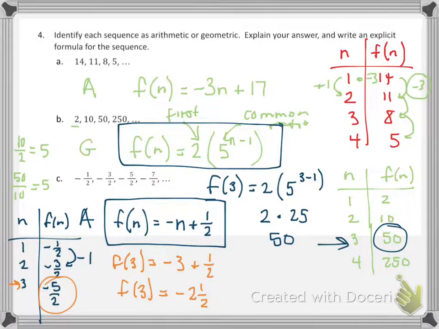Okay, so if it's arithmetic, use your table to find your coefficient, and then adjust from there to make the outcome be what you want it to be. And if it's geometric, remember it's this: the first term times the common ratio raised to the n minus 1.